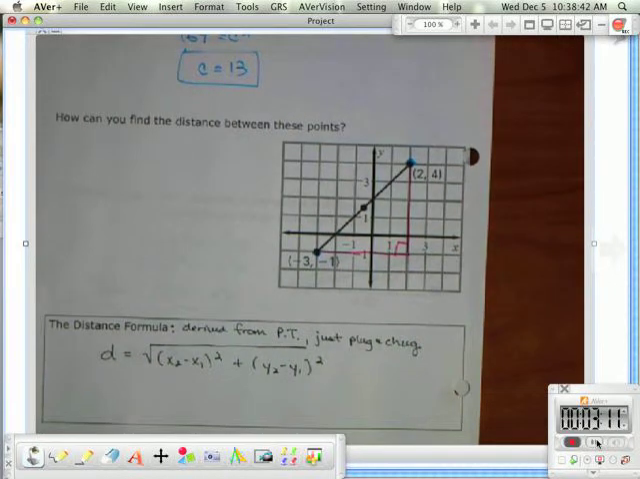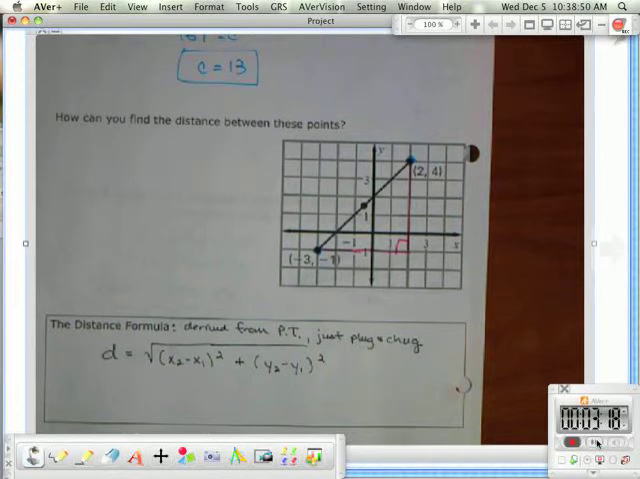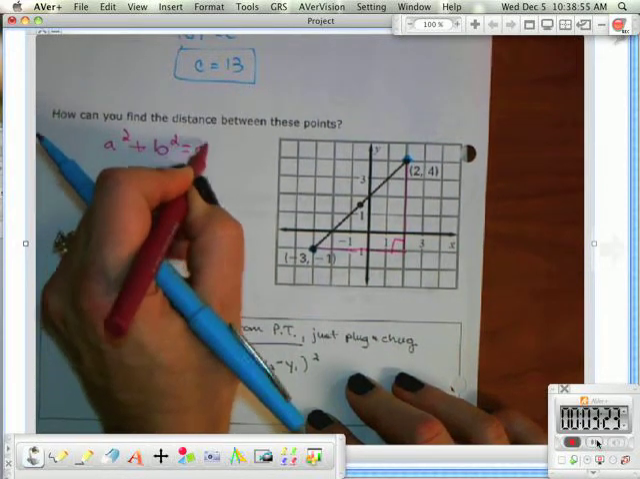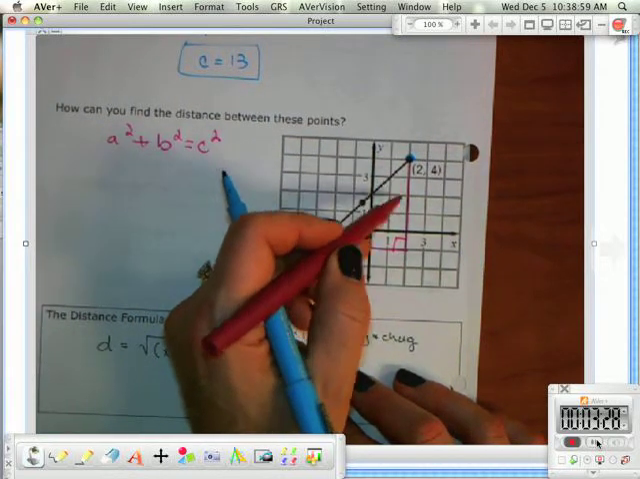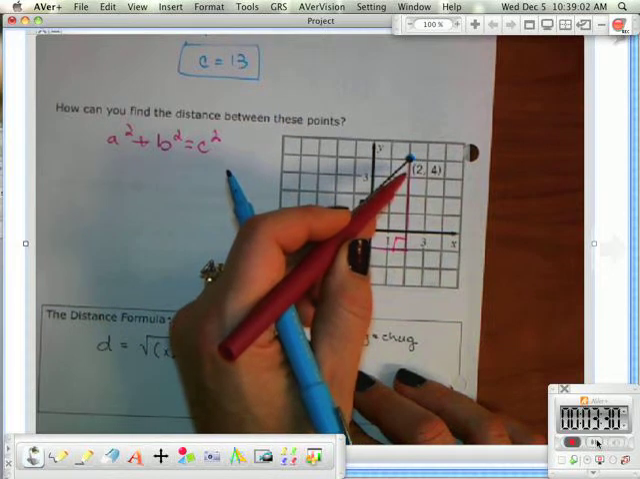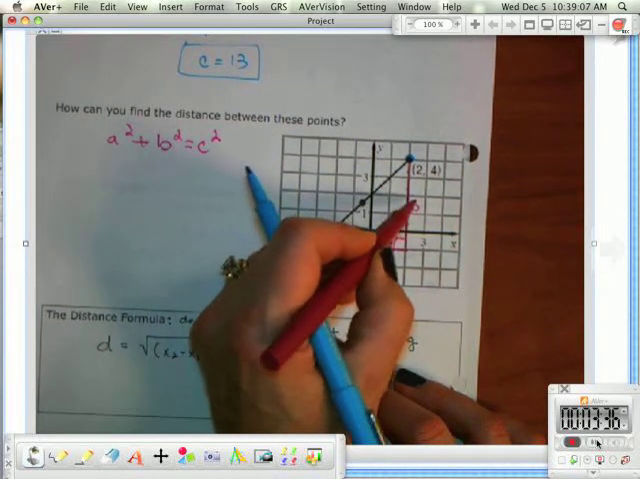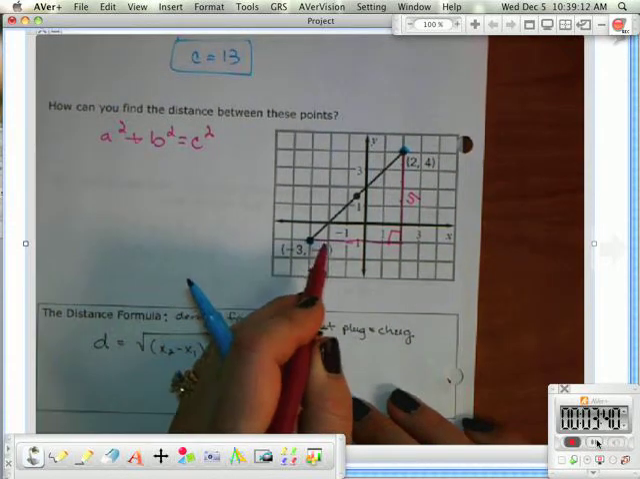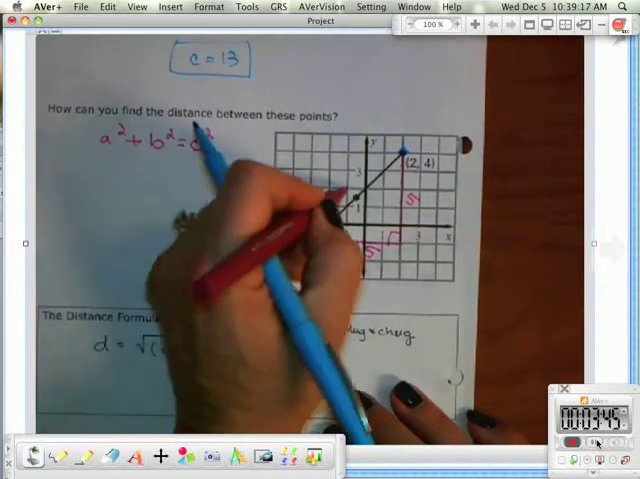Now, if I have a right triangle and I need to know this side, I can use the Pythagorean theorem. So A squared plus B squared equals C squared. How do I find this side? It's real easy. 1, 2, 3, 4, 5. This side is 5. How far is this side? 1, 2, 3, 4, 5. So I have my A and B. I need to find my C.